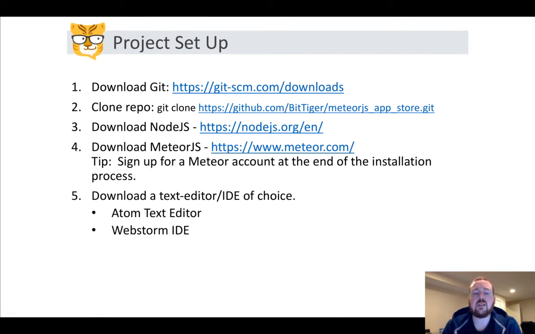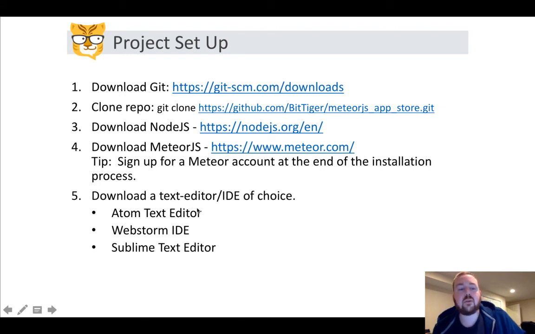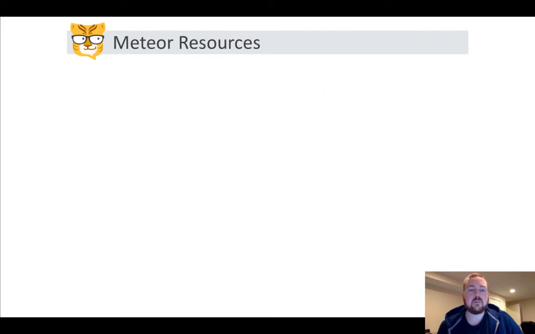So I just did this demo in Atom text editor. It's free and open source, and a lot of people like it. I prefer WebStorm IDE, which if you have a student email address, you can use for free for a year, but otherwise it costs $100. And then there's also Sublime Text Editor, which I really feel like Atom is now the best text editor. So if you want to use that, it's up to you. All three are good options.